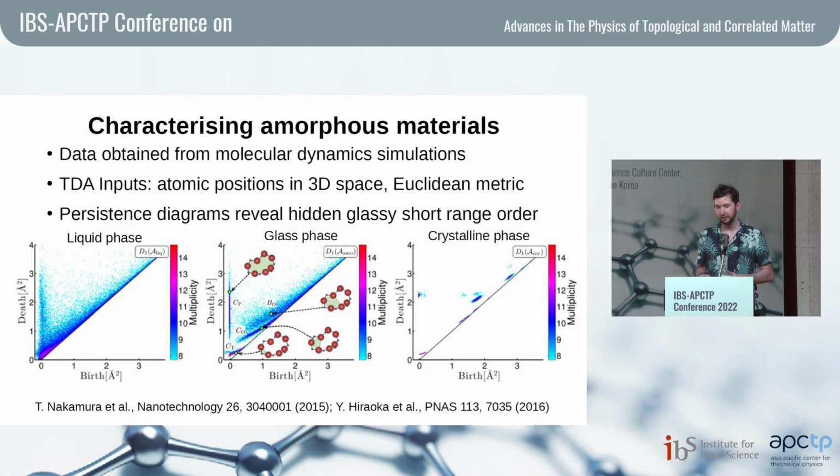What's interesting is that even in the glassy phase, in which you don't have any long-range order, but there is short-range order, this short-range order can be visible as some form of clustering of the feature birth and death scales. And if you look at the generators of the corresponding cycles, this will capture some of the short-range arrangement of the atoms in the intermediate glassy phase.